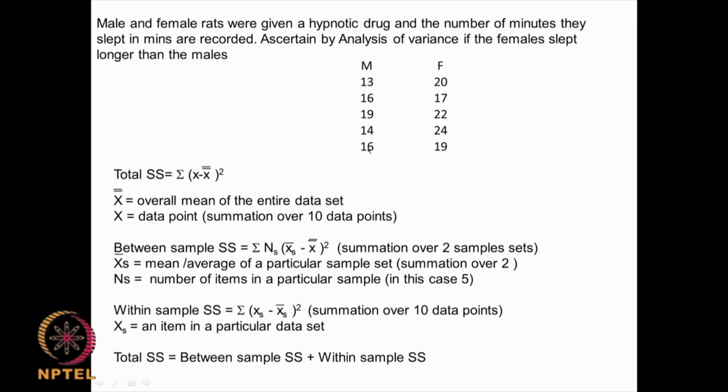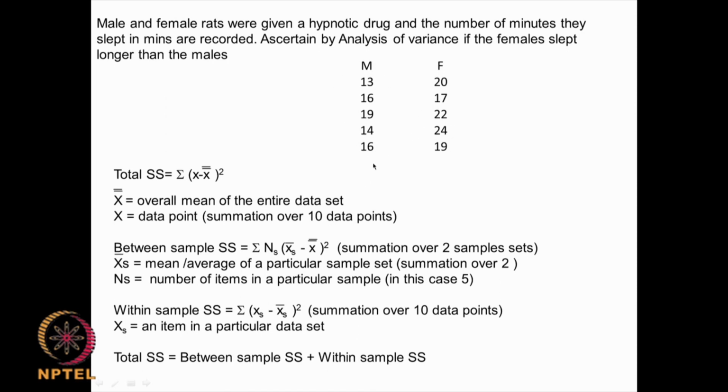Now, the within sample sum of squares, that is called more like an error. How do I do it? I have a mean here, that is x s bar, subtract it from each one of these, square it up, then add it up. Then I will have an average here, the mean, subtract it from each one of these, then square it up and add it up. So, there will be 10 data points coming here, right, you understood.